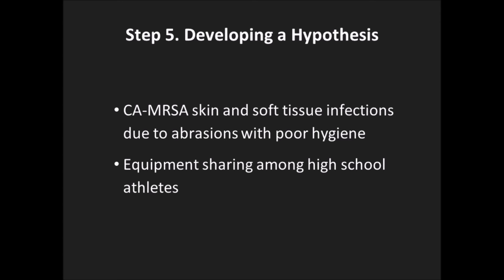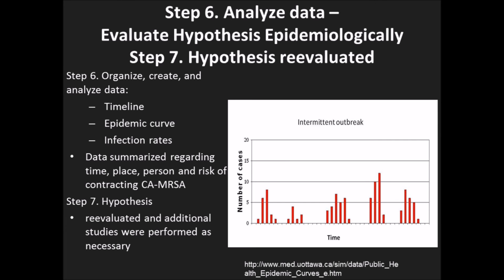Step 5 was developing a hypothesis. The leading hypothesis formulated by the investigation team, beginning with information known about CA-MRSA, tests, and following interviews with the students, was that CA-MRSA skin and soft tissue infections were due to abrasions with poor hygiene and equipment sharing among high school athletes. Finally, the data collected was analyzed to evaluate the hypothesis epidemiologically.